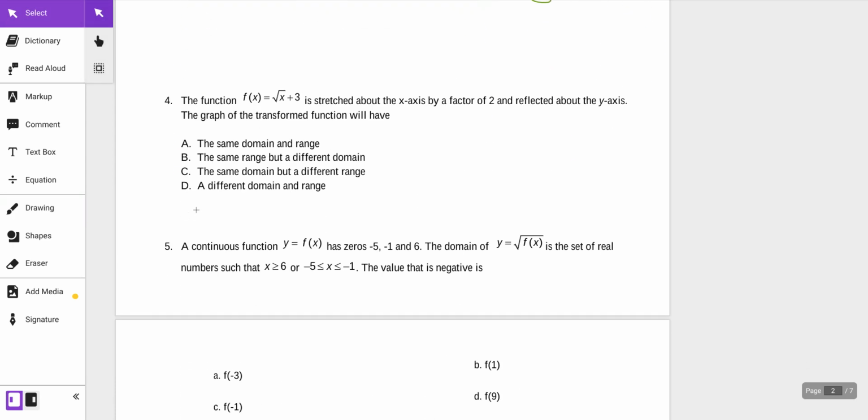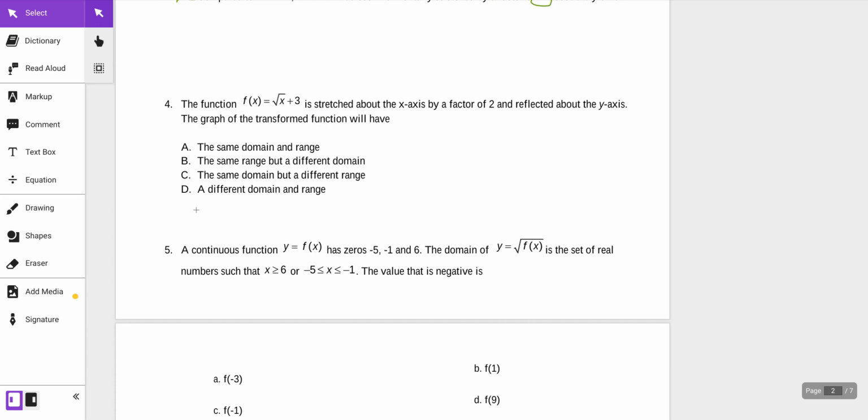Cool. Number 4. The function f of x equals root x plus 3 is stretched about the x-axis by a factor of 2 and reflected about the y-axis. The graph of the transformed function will have the same domain and range, the same range but a different domain, same domain but different range, or different domain and different range. Okay.